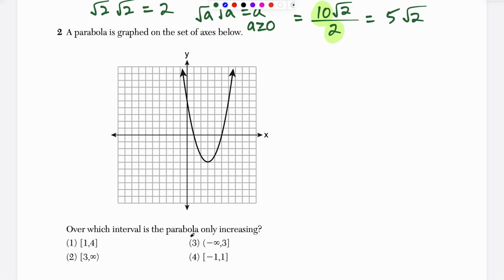Over which interval is the parabola only increasing? So if we're looking for where the parabola is only increasing, we want to know when is the parabola going up. So I'm immediately drawn to this part of the graph over here. So this section here is when the parabola is going up, so that's where the parabola is increasing. But now when you define the interval, you want to focus on the x values.